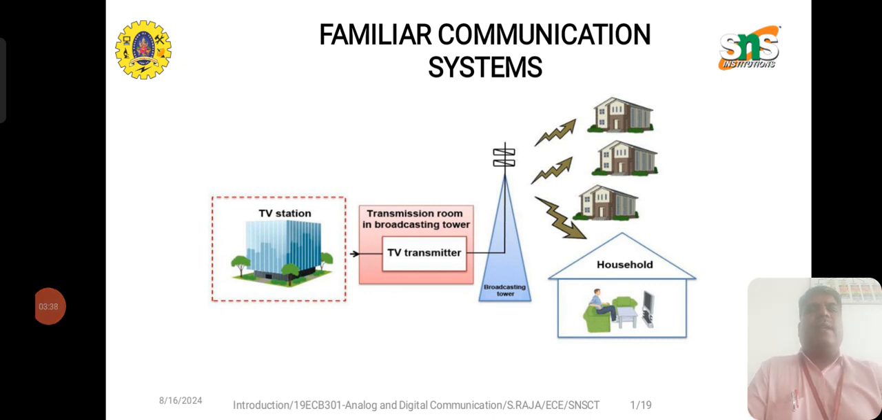Next, a familiar communication system. Nowadays we are using mobile phones or DTH for transmitting and receiving information. How is it carried? From the TV station, using a broadcast tower or an antenna, they transmit the signal through a broadcasting tower. Through our household application, we have the receiver in DTH, or in our mobile phone we have an antenna. Through these devices we receive the signal.